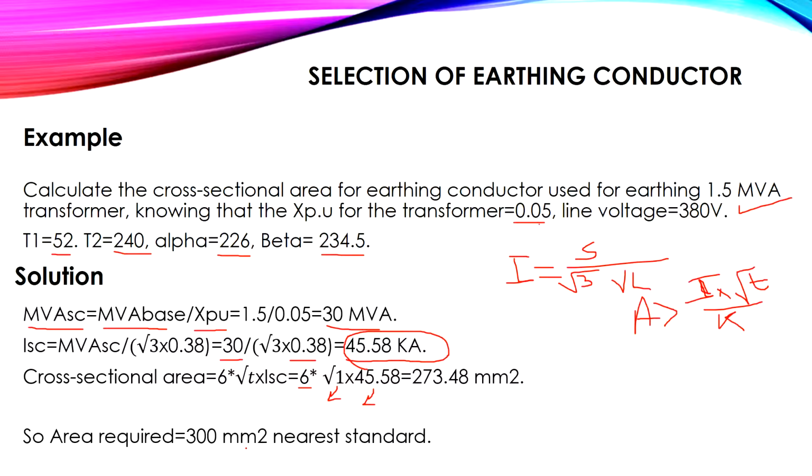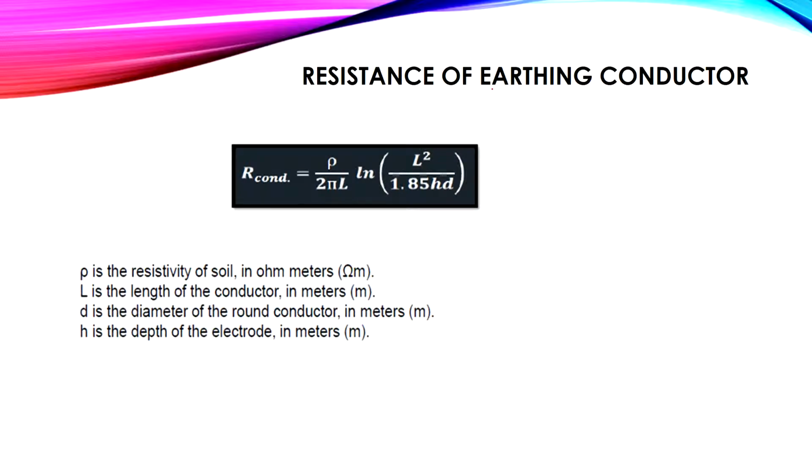Now we would like to understand the value of the resistance of the earthing conductor. So the resistance of the earthing conductor is simply R conductor equal to rho over 2 pi L times ln of L square over 1.85 H D, where rho is again the resistivity of the soil. So we'll find that soil resistivity is a critical term which affects both the earthing conductor and the earthing electrode. L is the length of the conductor, H is the depth of the electrode, and D is the diameter of the conductor.